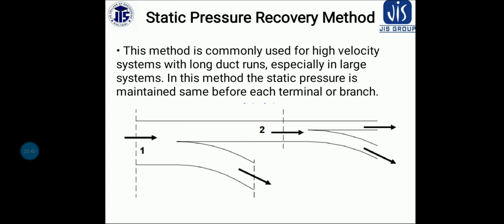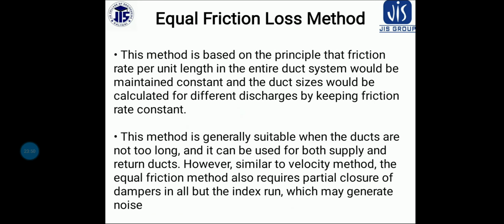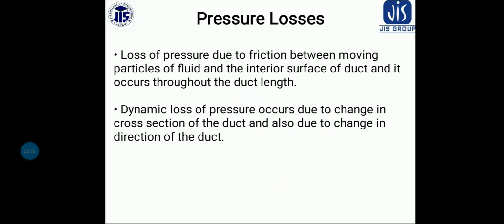Now the pressure loss in duct, we can say, what are the pressure losses in the duct. The pressure loss in the duct is of two types: frictional loss, due to friction, and dynamic loss. So frictional loss means when air flows in a duct, there is a loss of pressure due to friction between the moving particles of air and the interior surface of a duct.